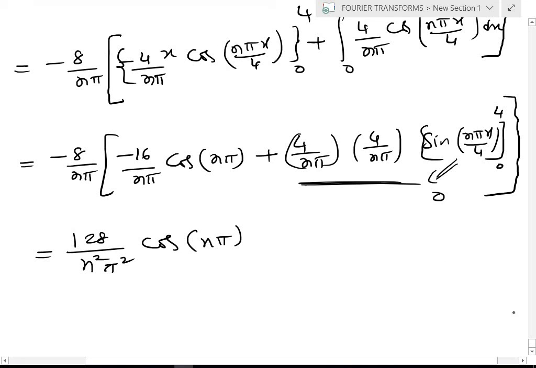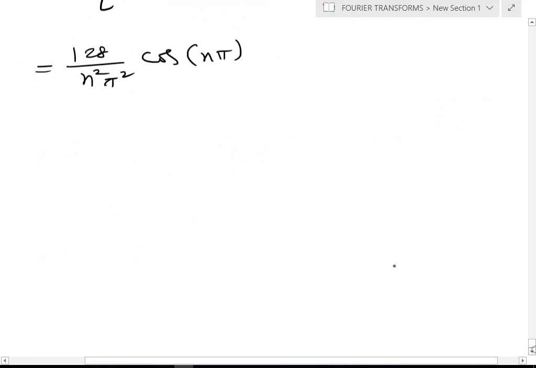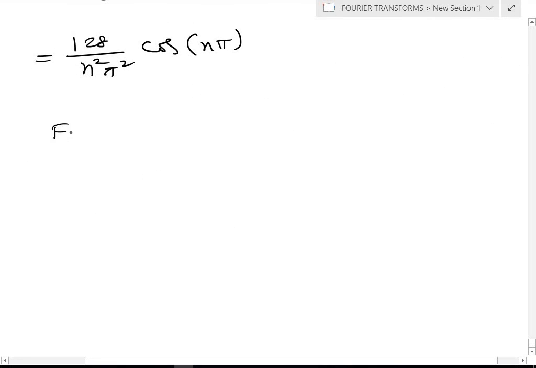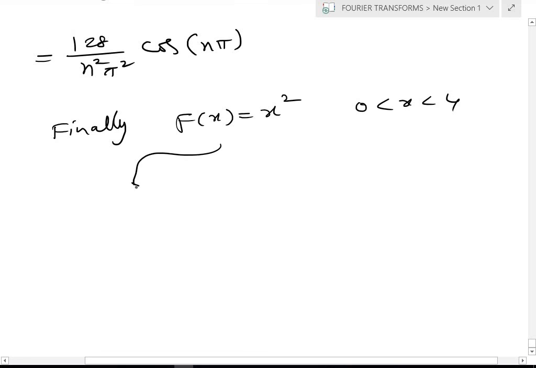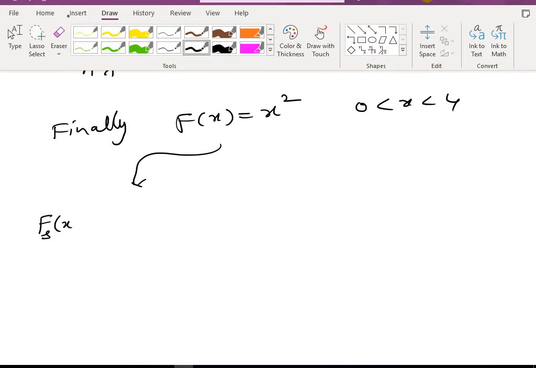Okay, so finally we proved. So what can we finally write? The given function is f of x is equal to x square, defined for 0 less than x less than 4. So we solve for the sine transformation of the function.